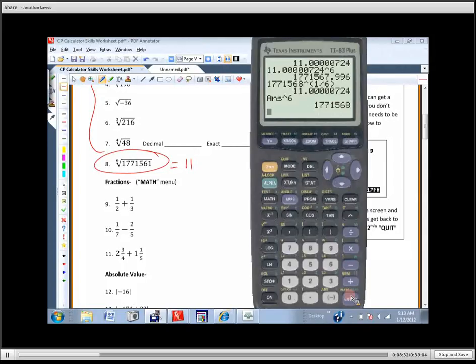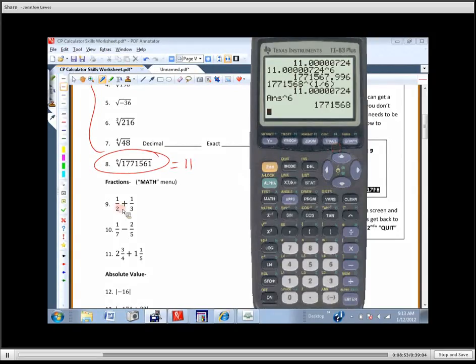Okay, any questions there? All right, let's do a couple of these problems right here. Do these calculators, the 83s, the 84s, do they do fractions very well? Yeah. Okay, not quite as good as the ones that you may have used in middle school or junior high or something like that. Those actually had fraction keys on them. Not quite the same here.